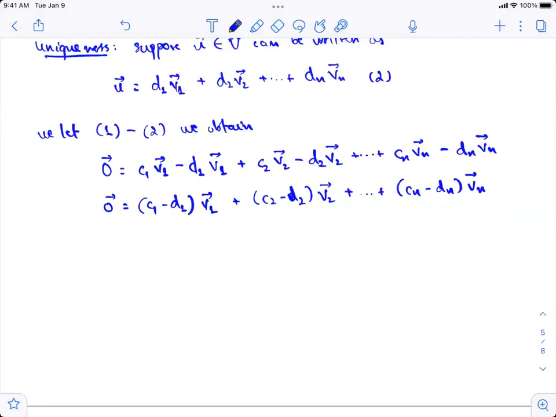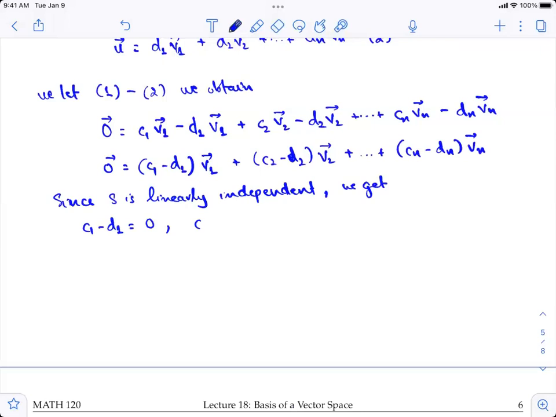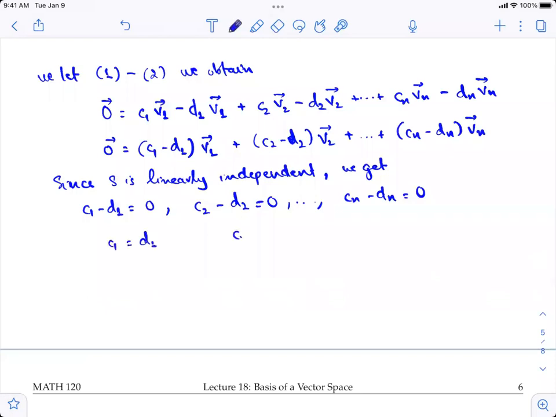Since S is linearly independent, because S is the basis for a vector space V, there's only one solution. So we get that C1 minus D1 equals 0, C2 minus D2 equals 0, and Cn minus Dn equals 0. The only thing that can happen for this vector equation is that the coefficients equal 0. So this showed that C1 equals D1, C2 equals D2, and Cn equals Dn. Therefore, the coefficients have to be the same.